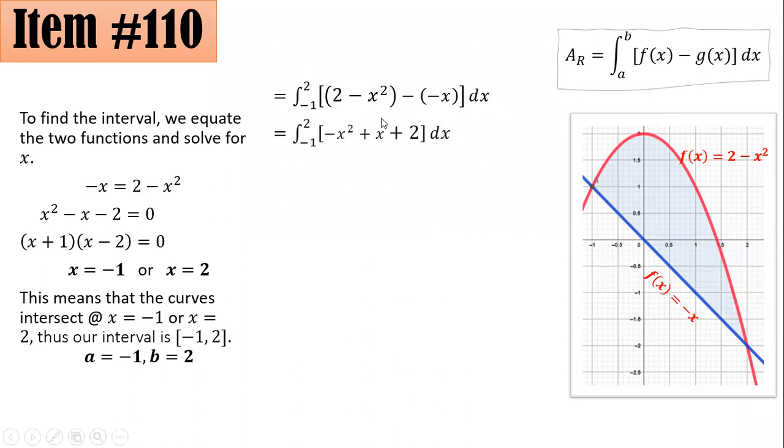Simplifying this gives us -x squared plus x plus 2 dx. Applying the power rule, in this case we will integrate them term by term. This one will be -x cubed over 3. The integration of x is x squared over 2. The integration of 2 is 2x. And of course, we will evaluate it at if x is 2 and if x is -1.